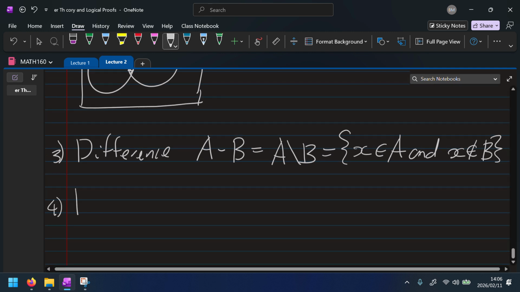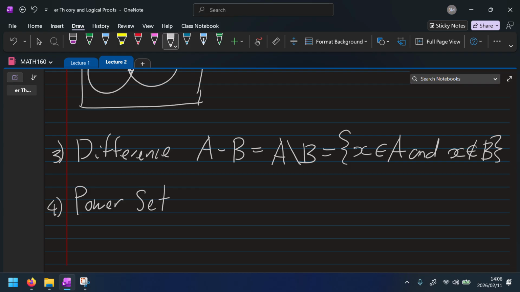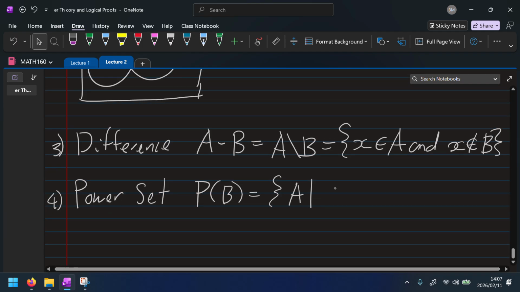Number 4, the power set. Given a set B, the power set is defined as P of B. This is the set of all A. Now remember back when I used X and I said X was an object. X could be something. Here, A is again a set. It is a set of sets. So in this case, the objects in the set are more sets. The condition to be in the set is that A is a subset of B.